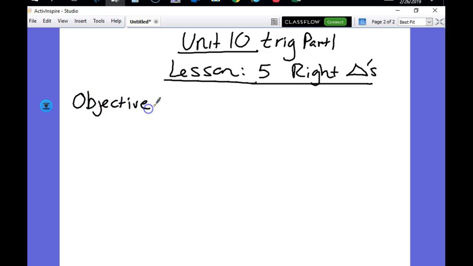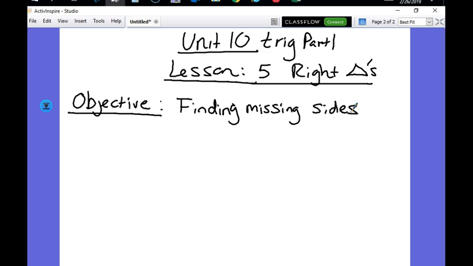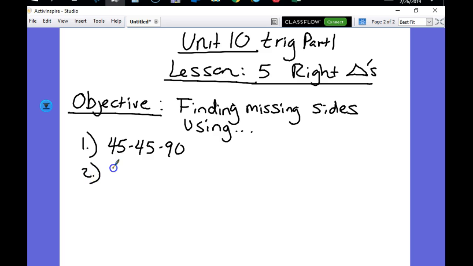So basically we're going to look at 3 different things. We're going to be finding missing sides using 3 different rules. One of the rules we're going to use is something called the 45-45-90 right triangle. You guys probably remember that from geometry. I mean, you may not remember how to do it, but it should sound familiar at least. You guys remember the other one? Nice job. That's right. The other special right triangle is a 30-60-90.